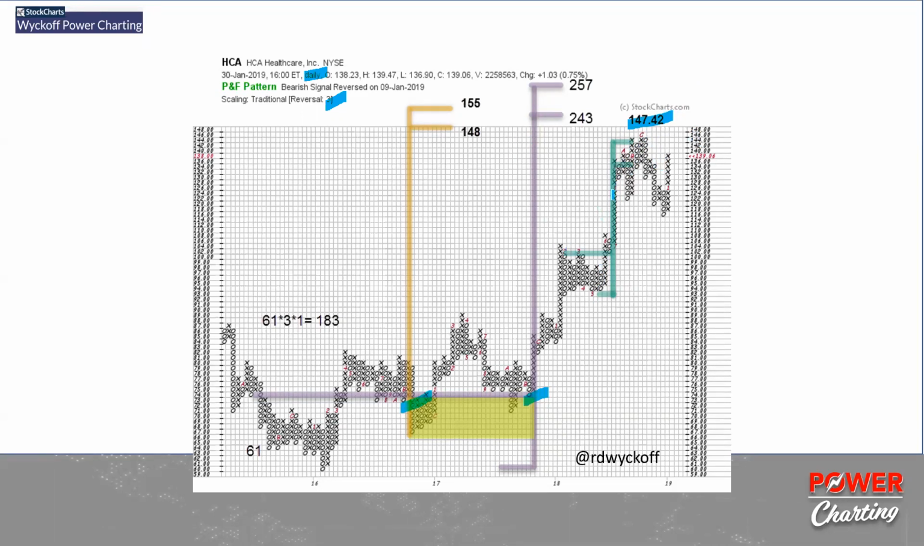But notice this. Notice that these two counts produced weakness in HCA, and this falls off. Now remember, this is through January 30th, and so we want to take a look at what's happened since that time. But notice how these point and figure counts did stop the advance. So what we would be looking for is, is there a range-bound reaccumulation, or is there something else going on?